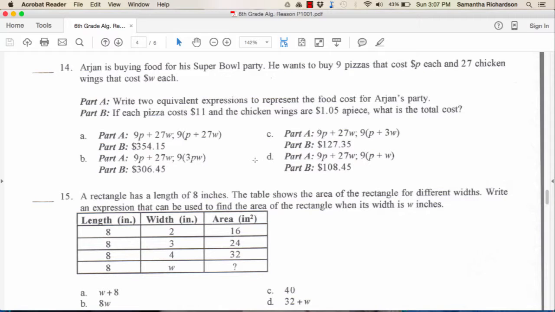That question again for 14. Arjun is buying food for his Super Bowl party. He wants to buy 9 pizzas that cost P dollars each and 27 chicken wings that cost W dollars each.